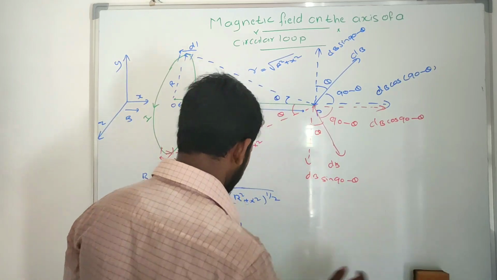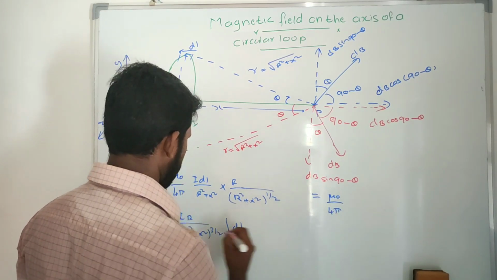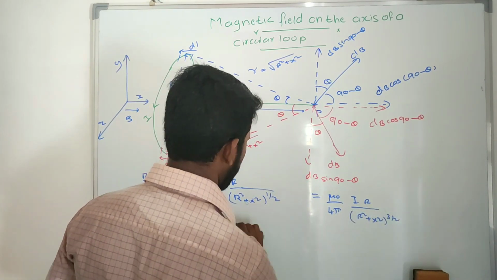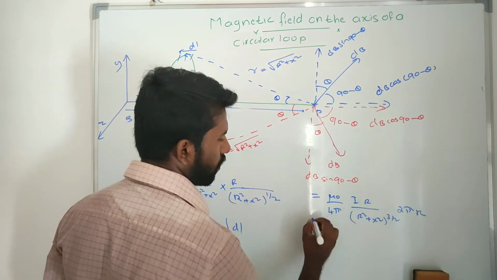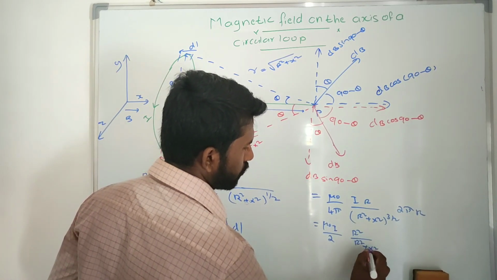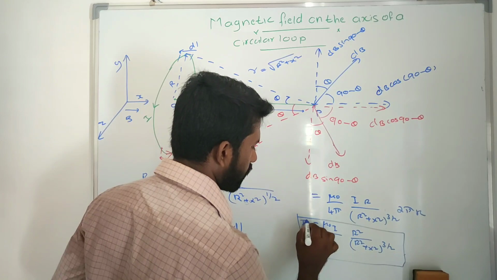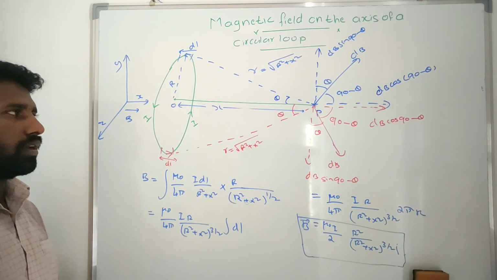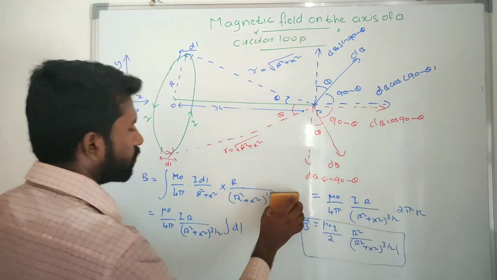So now you will get B is equal to mu 0 divided by 4 pi, I r divided by (r square plus x square) all power 3 by 2, into 2 pi r. This 2 pi and 4 pi cancel, so 2 is remaining, r into r square. So B equals mu 0 I r square divided by 2 (r square plus x square) all power 3 by 2. This is the net magnetic field and it is acting in which direction? It is in the i direction. Clear? This is the magnetic field at a point P on the X axis. Clear? Next we will take the two special cases. Two special cases we will discuss.